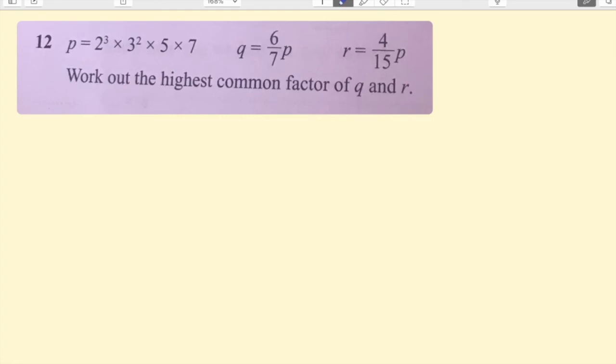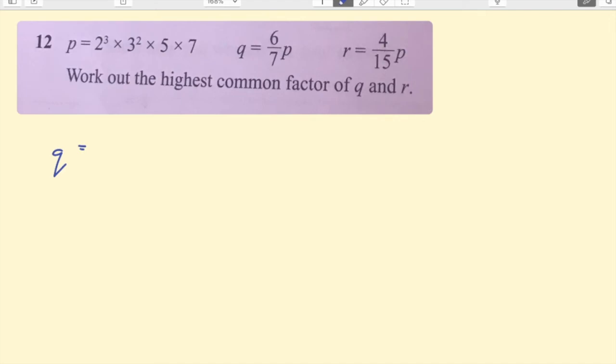So we could work out what P equals, but we end up with, I think it was 2,520 or something. And then we're going to end up with two really big numbers, and then we're going to have to try to factorize those. So what we want to aim to do is to keep P in its factorized form, in its prime factor form, and hopefully that's going to keep things easier. So let's substitute P into Q and then simplify.